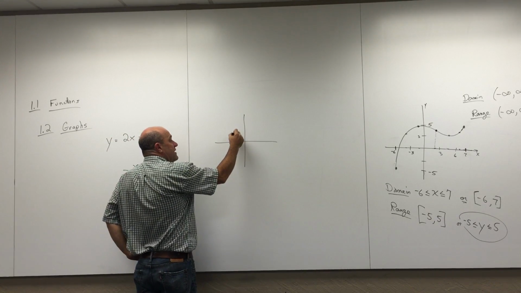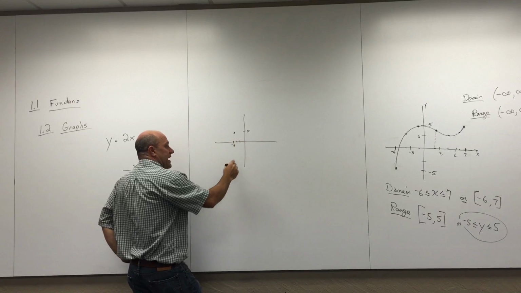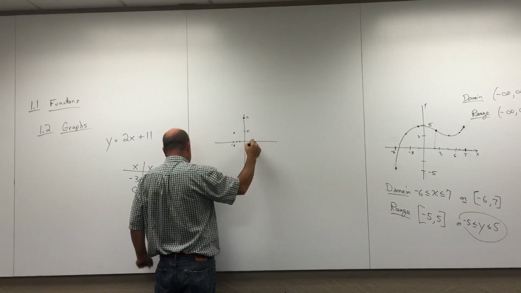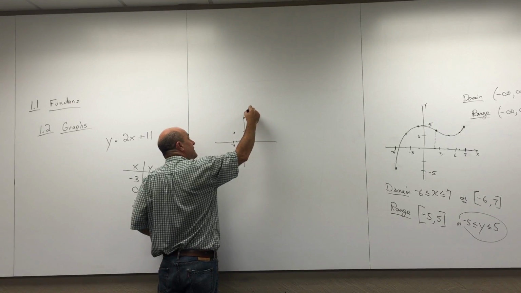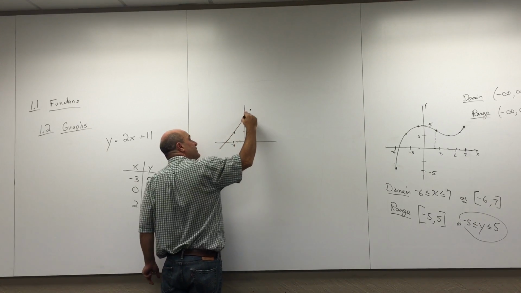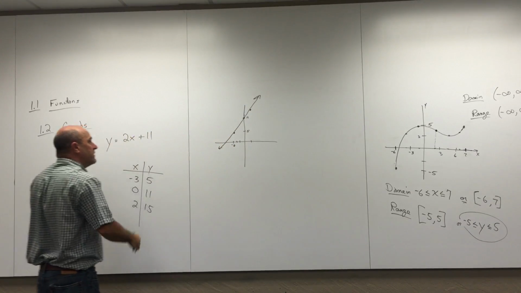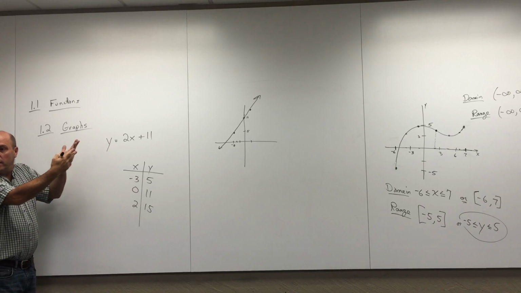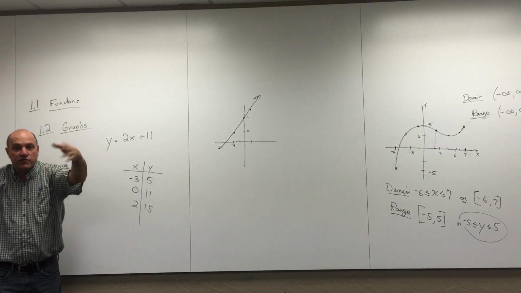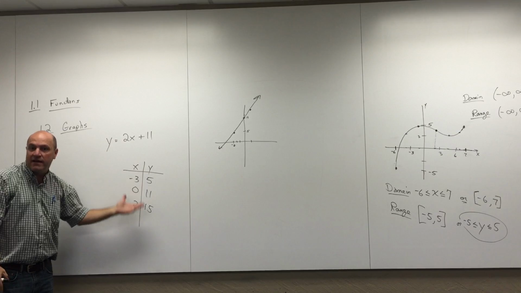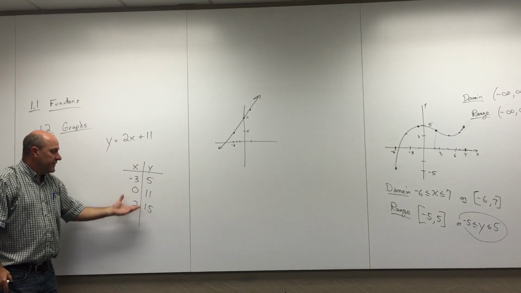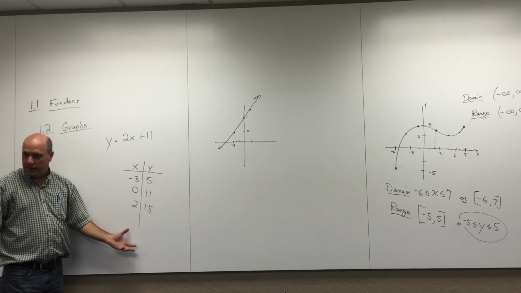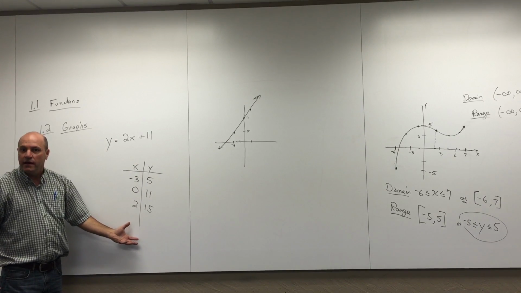-3, 5 right here. It's not quite accurate. 0, 11 right up here. And then 2, 15 right here maybe. That's not too bad, is it? So, give you an equation, please sketch a graph. If you don't know any hints or tricks, it's a labor, and you have to plot some points, build a chart and connect the dots.